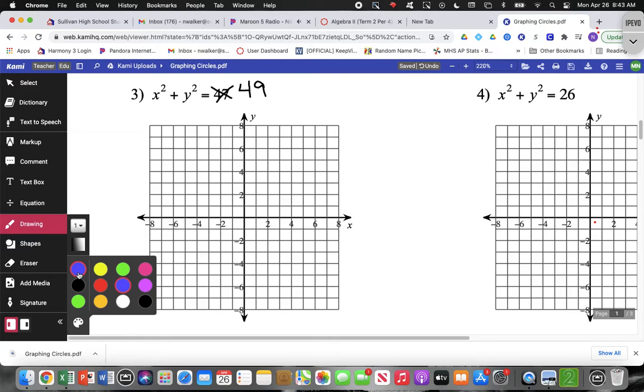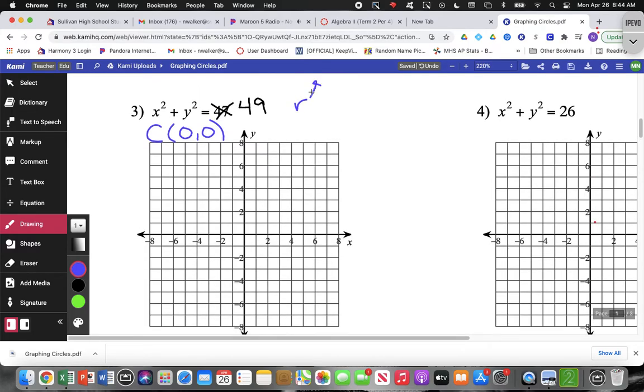All right, so the center is always what we subtract from x and y. So what are we subtracting from x? 0. Y? 0. So what's the center? 0, 0. Whenever you say the center, you always have to have 2 numbers. You have to have an x and a y coordinate. Now, if r squared is 49, what's my radius this time? 7.